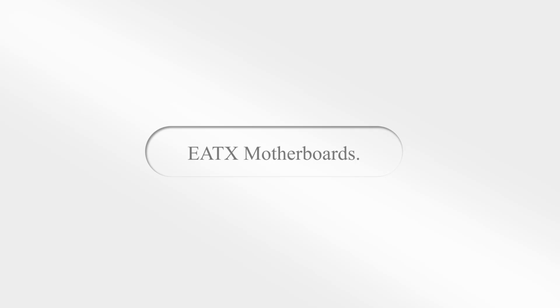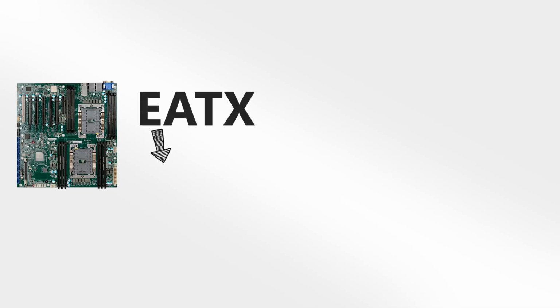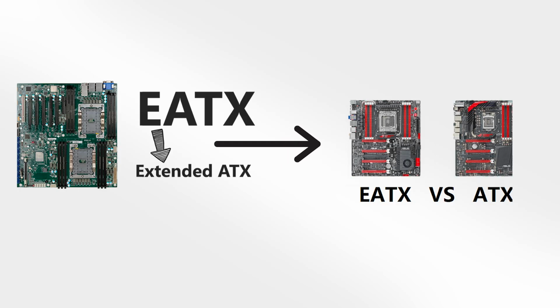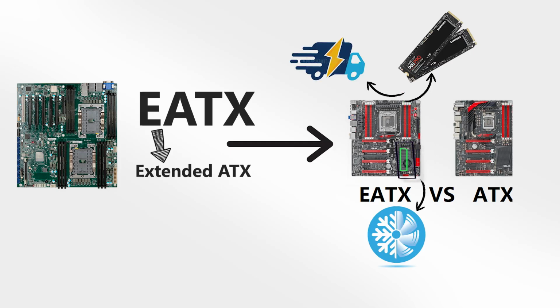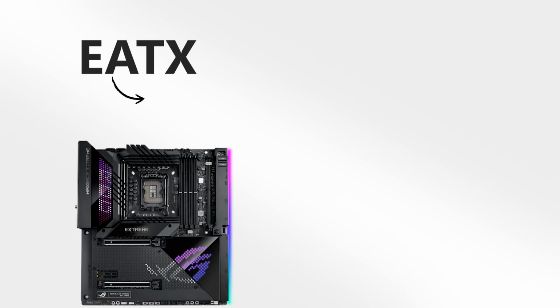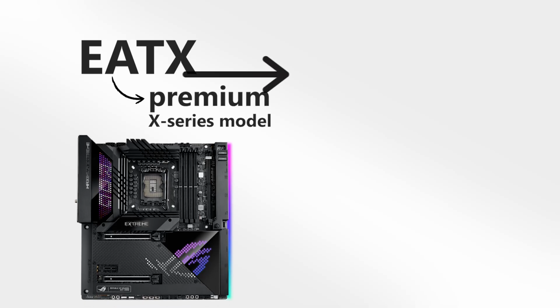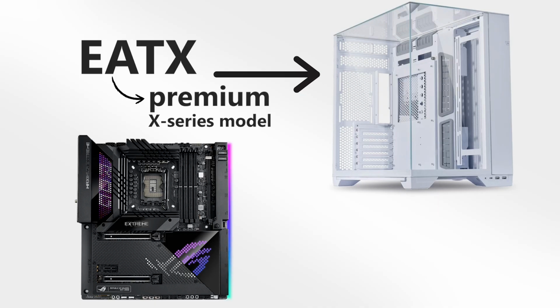EATX motherboards. EATX stands for Extended ATX. These boards are the same height as ATX, but are wider, around 30 centimeters by 30 centimeters. The extra space is used for additional SSD slots, more robust power delivery, and enhanced cooling. EATX boards are mainly found in premium X series models and fit only in larger cases.